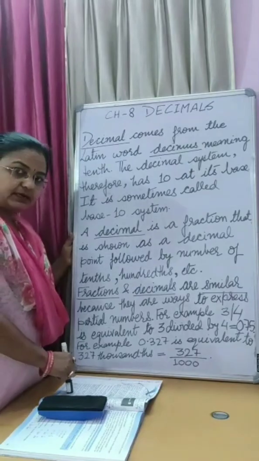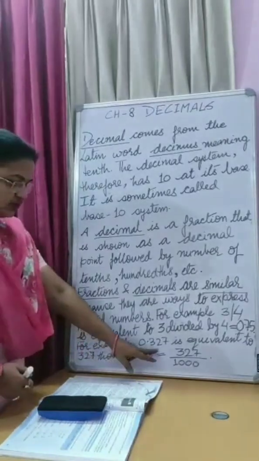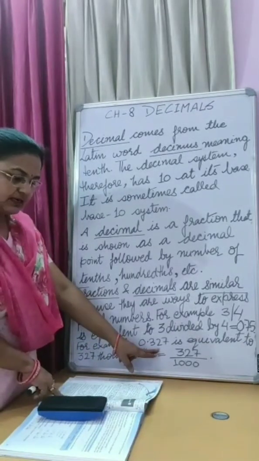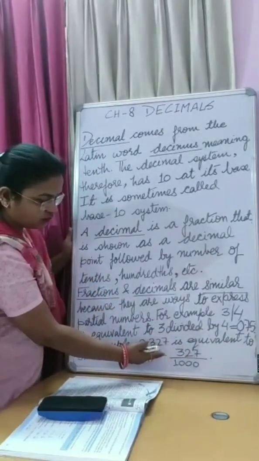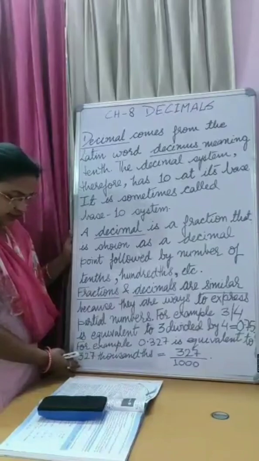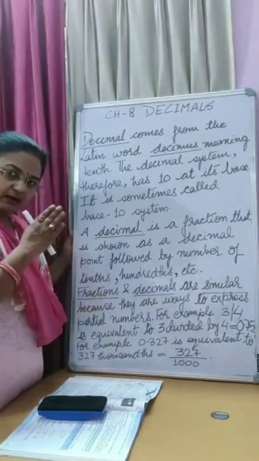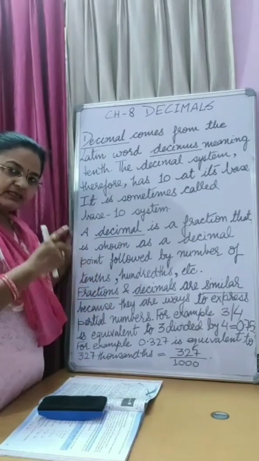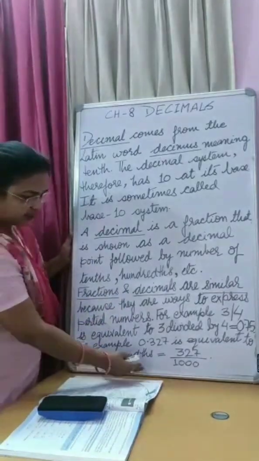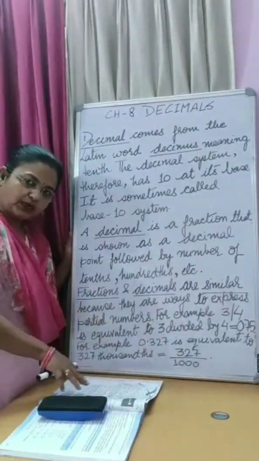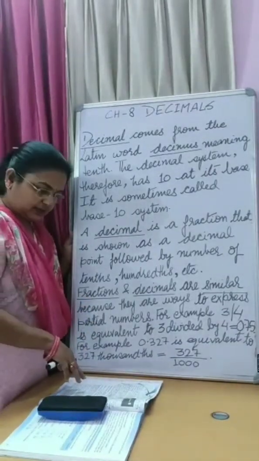Now if you take a decimal number and convert it into a fraction, see here. For example, if we take 0.327, it is a decimal number. How many decimal places are there? 1, 2, 3. So 3 zeros. This can be written as 327 thousandths. 1 zero means tenth place, 2 zeros means hundredth place, 3 zeros means thousandth place. So this is equal to 327 by 1000. So this is the similarity between fractions and decimals.